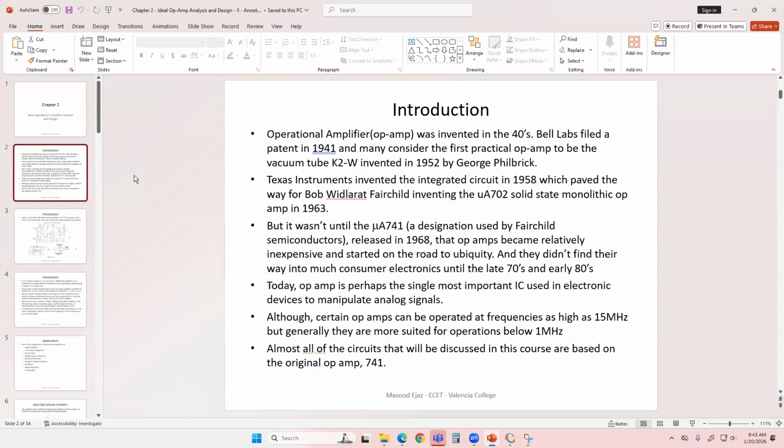So some of the history of the operational amplifier, as you can see on your screen, it's a very old device. In the 1940s, it was created by Bell Labs, initially with vacuum tubes and all those things. And in 1958 and 63, using solid state electronics, it was created as an IC. So in 1968, the operational amplifier that you're going to use, that's how old this device is, but you still use it because it works.